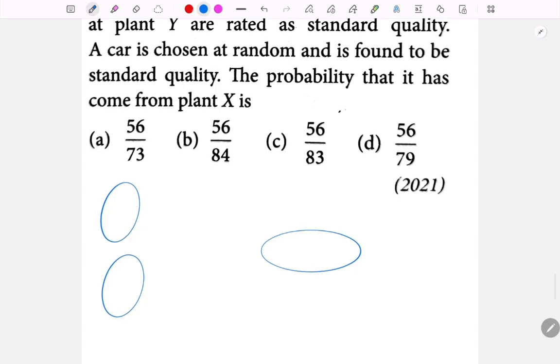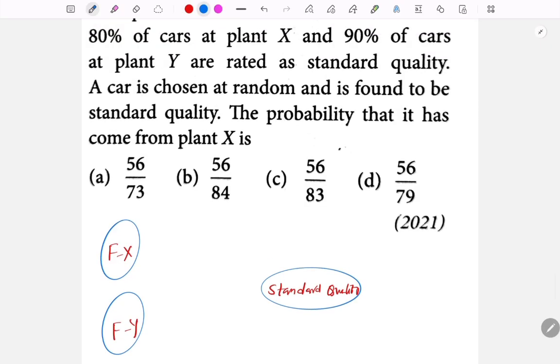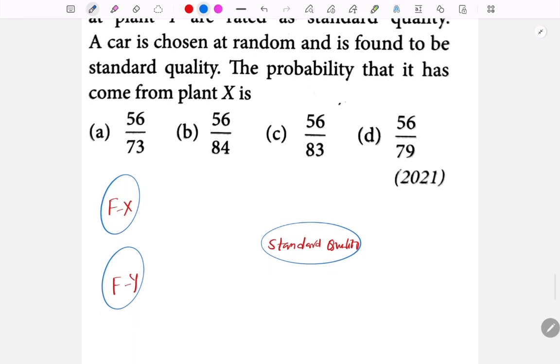It's factory X, it's factory Y, and it's standard quality. Now these two are drawn randomly, and it is found to be standard quality, right? It means they are drawn like this, one situation and the second situation like this. Now the first one I am taking as event E1, this one as E2, and this one I am naming A. Now write down all those values according to the question, what they gave here.